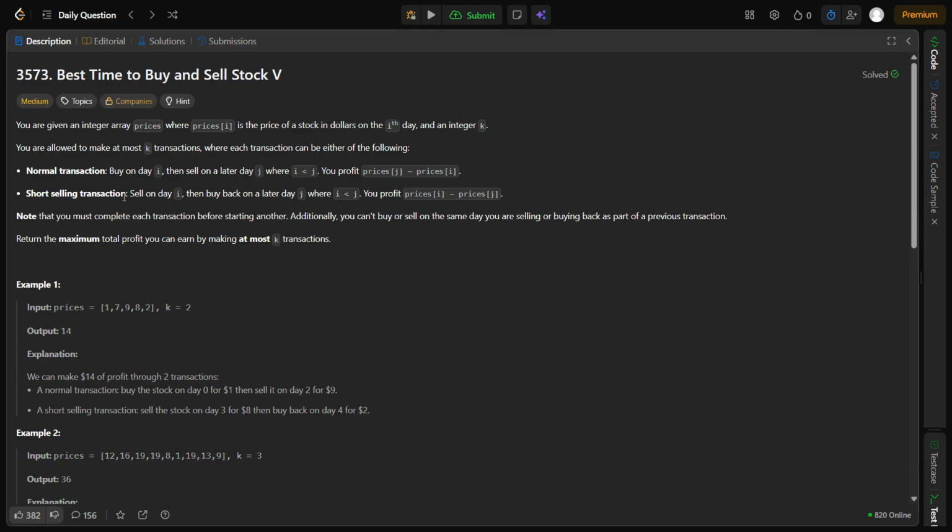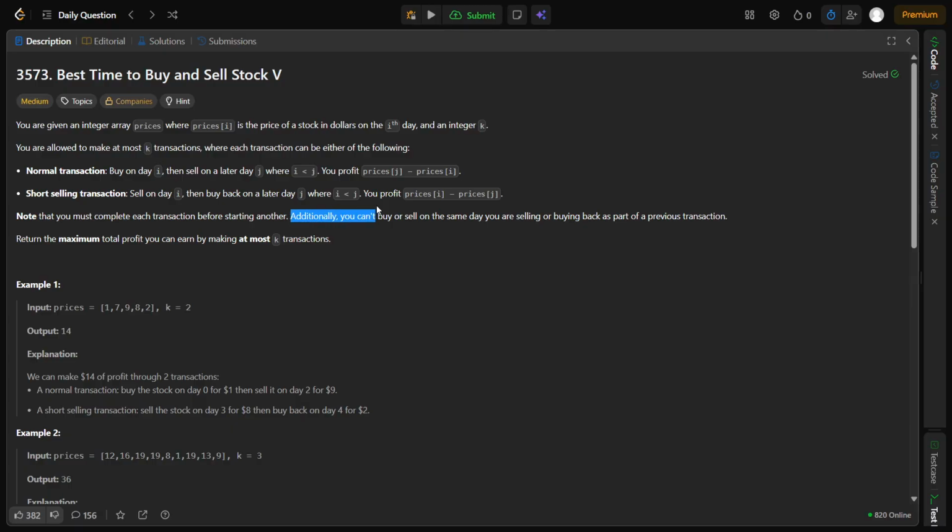So here also we can sell the stock on the ith day where i is less than j, and then we can buy it back later on the jth day. And the difference of this, which is the price on the ith day minus the price on the jth day, is our profit. There is also a note that we must complete each transaction before starting another. It's not like we have started a normal transaction and before selling we can again buy or short sell. We must close the transaction first. Either there is no transaction going on or there is one transaction going on.